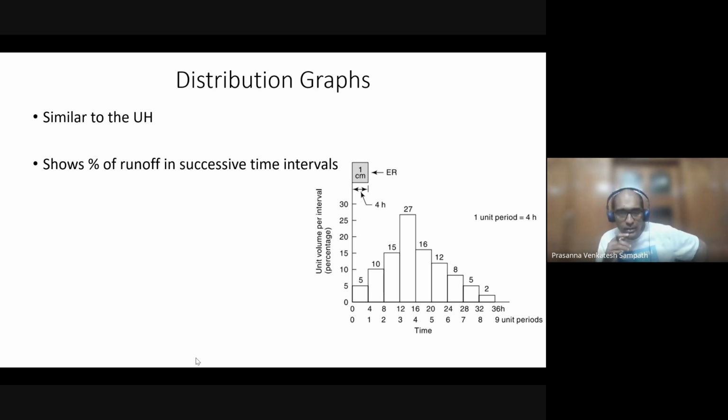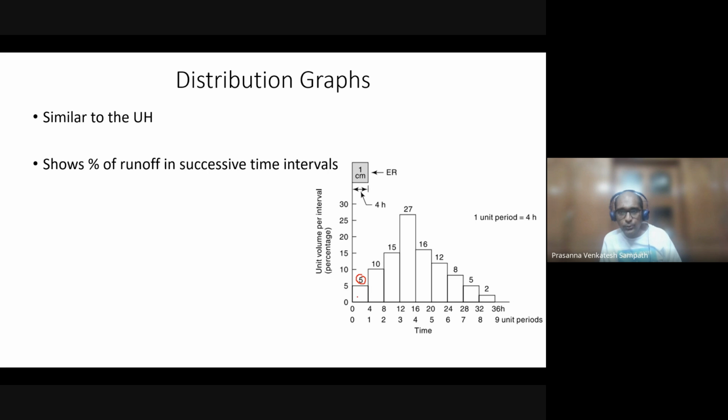interval, right? So, for example, you have this example shown here of all the runoff that is produced by that particular watershed. 5% of the runoff was produced in the first 4 hours. So that's what this is saying. Okay, so this 5 that is shown here represents the percentage of runoff produced in that time interval.